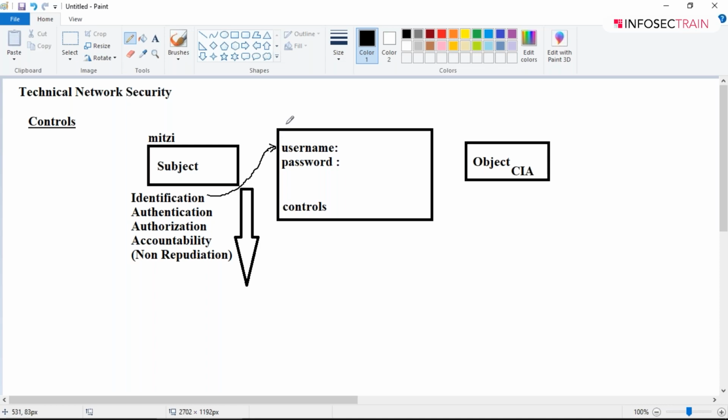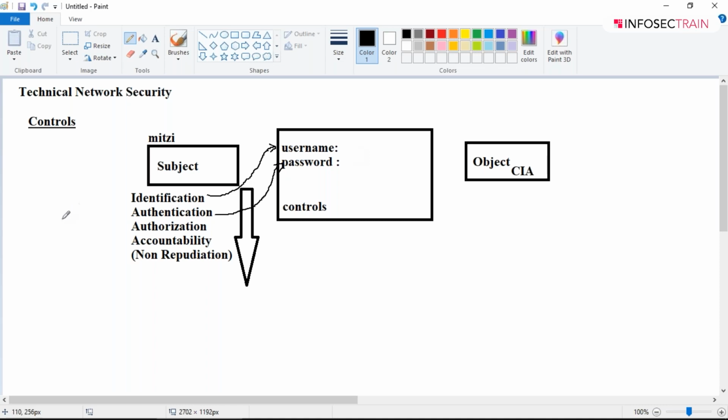Now, there are several customers with the name Mitzi. So how will the bank identify them? For that, you have to provide your authentication, which is done using a password. By authenticating yourself, you tell the bank that yes, this is the actual Mitzi who wants to access the bank.